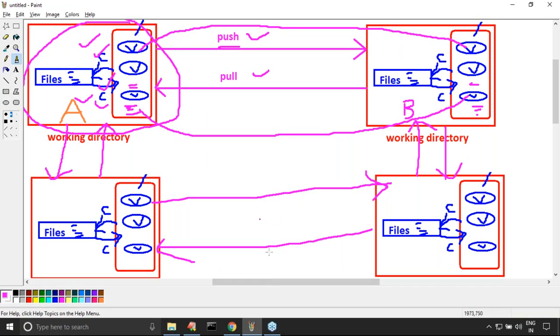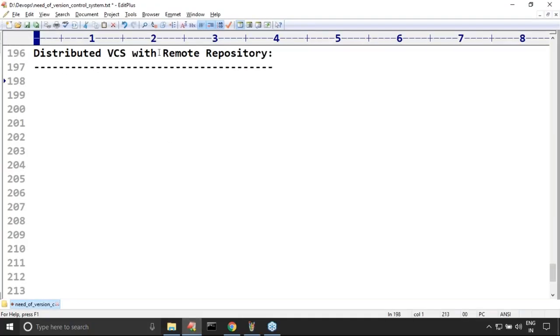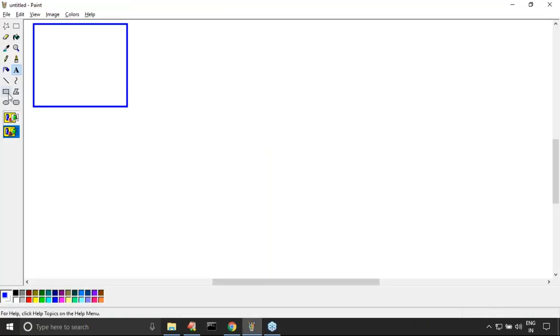Now listen carefully. Very speedily I will draw this diagram so that you can get much clarity. Just have a look at this one. Don't use the word combo. Distributed version control system with a remote repository is not a mixed approach. Don't misunderstand, this word is distributed only.